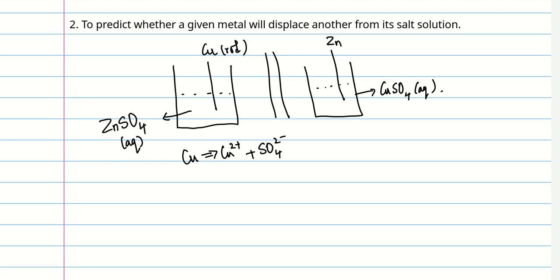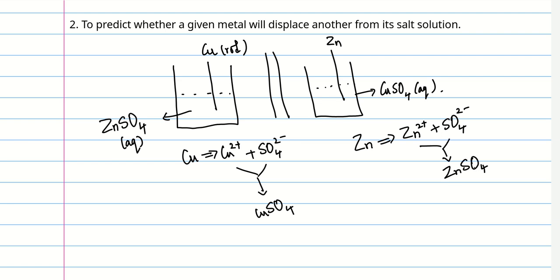2- from zinc sulfate and then form copper sulfate, or does zinc come out of the electrode as zinc 2+ and will they combine with sulfate from copper sulfate and then form zinc sulfate? Now let's look at the values of the reduction potentials of zinc and copper.